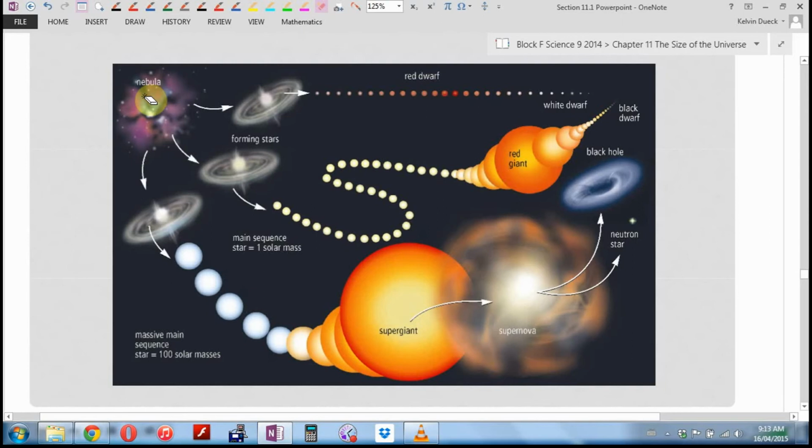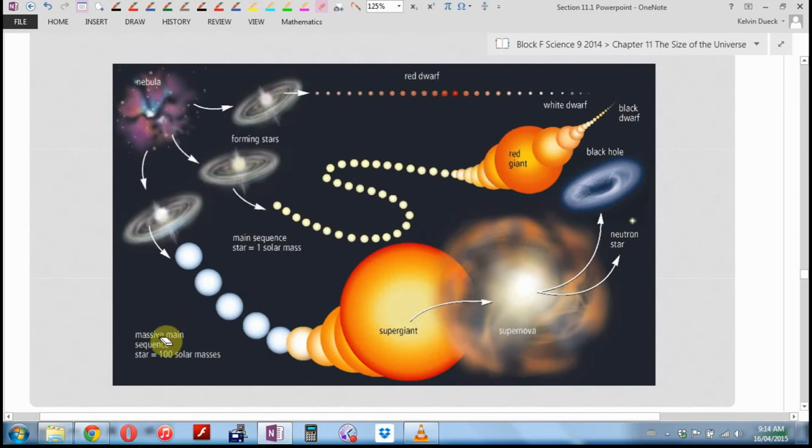So low mass stars all form from nebulas, stellar nurseries. If you're a low mass star, you become a red dwarf, and you eventually become a white dwarf, and we'll write this out. Intermediate stars, like our sun, once they form, become a main sequence star, and they last quite a while, which is why we have this kind of elongated path here. And then eventually they turn into red giants, and then they become white dwarfs and black dwarfs.